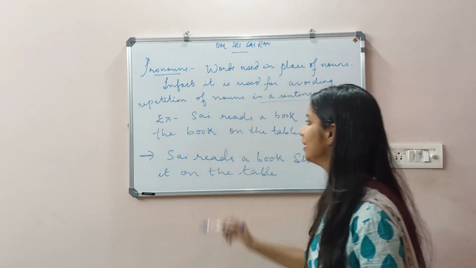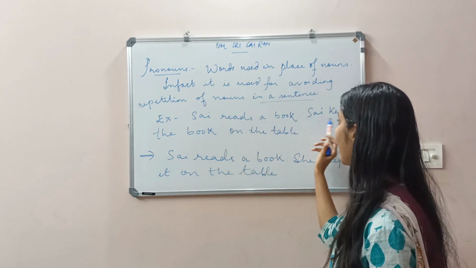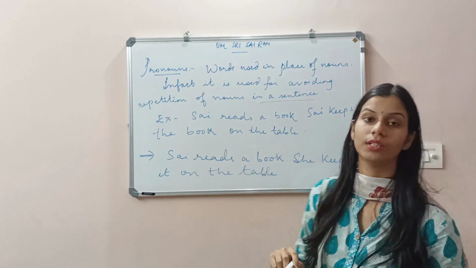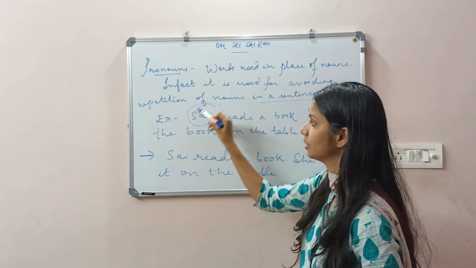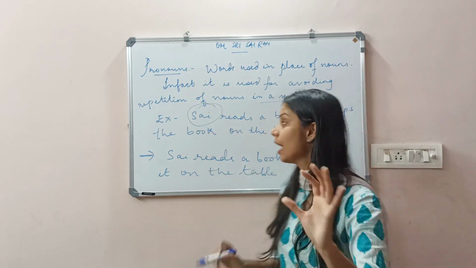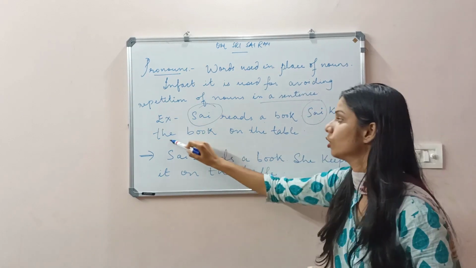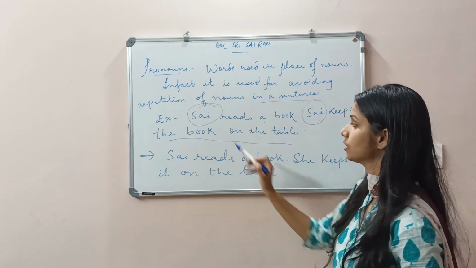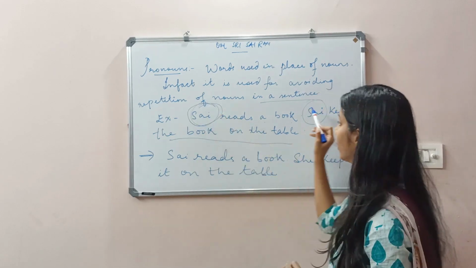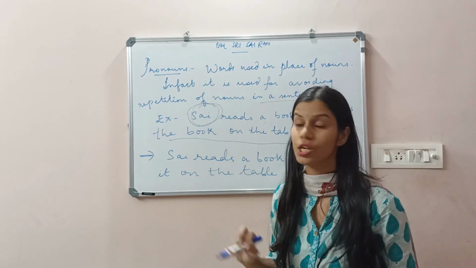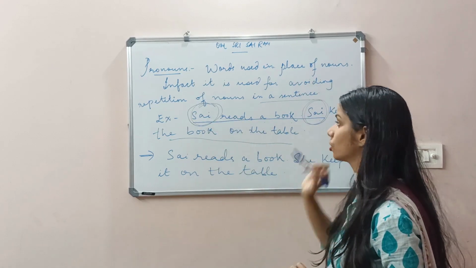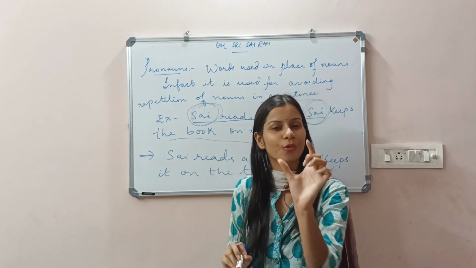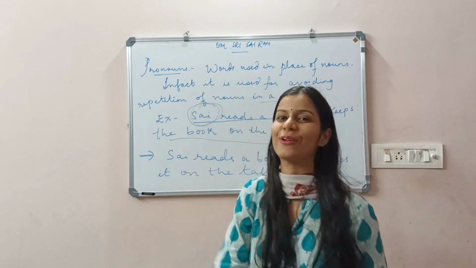For example, Sai reads a book. Sai keeps the book on the table. That means here Sai is the person who reads the book and Sai is the person who keeps the book on the table. So in these two sentences, I have used Sai, and I repeated Sai. To avoid this repetition, we replace it with a word which is known as a pronoun.